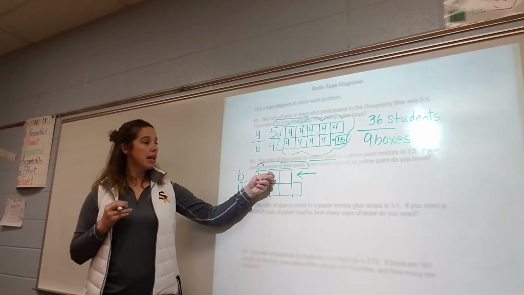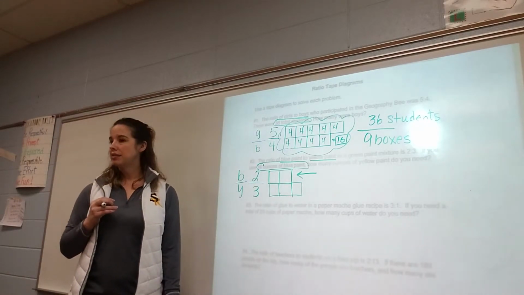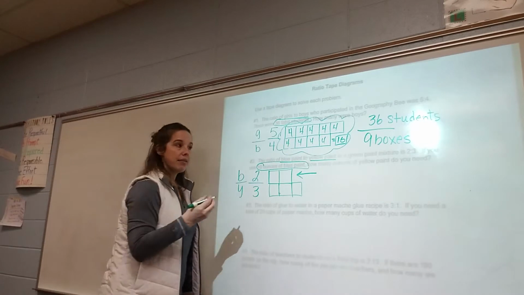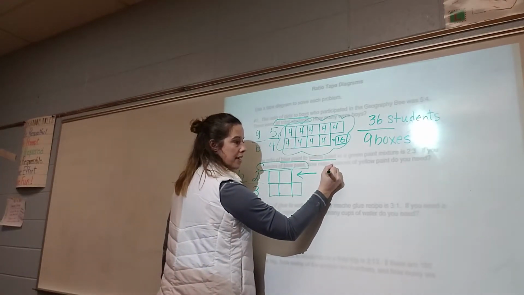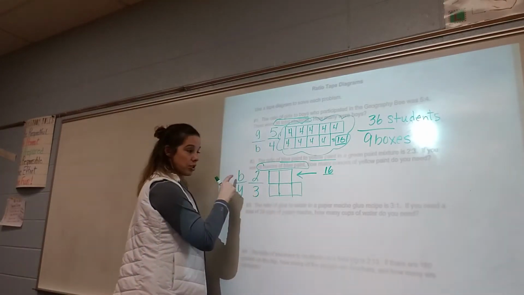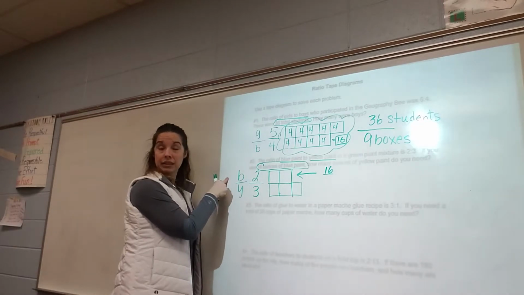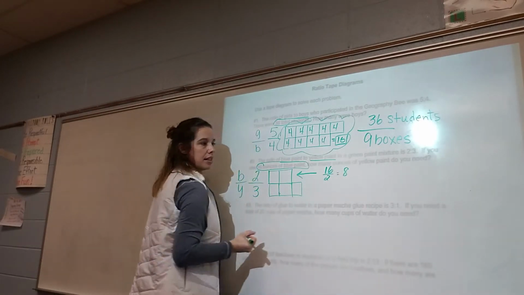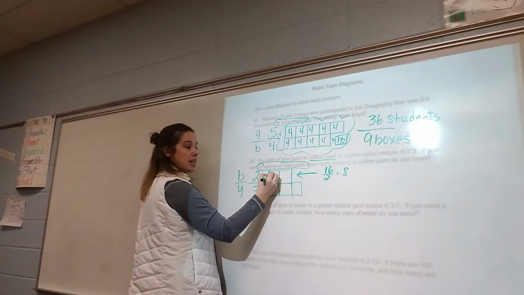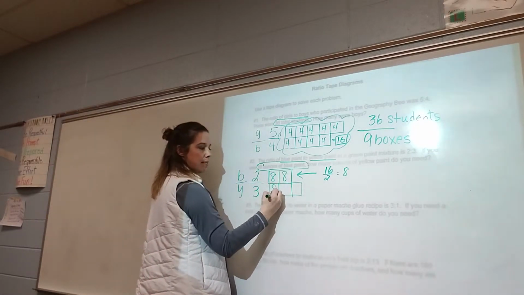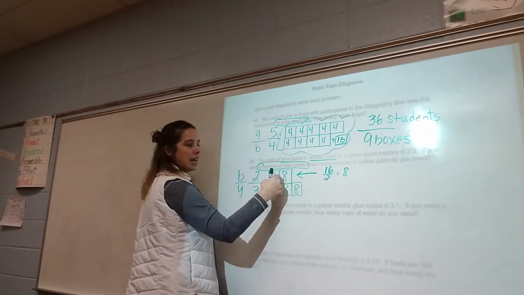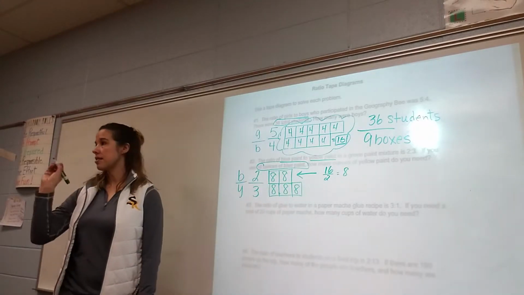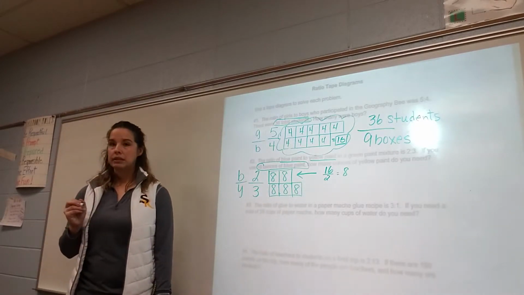How would I figure out how many ounces are in each box? We have 16 ounces and how many boxes? No, we're just talking about the blue paint. 2 boxes. 16 divided by 2 is 8. So that means there's 8 ounces in every box. Because you can't have different numbers in the boxes. The boxes always have to have the same number.